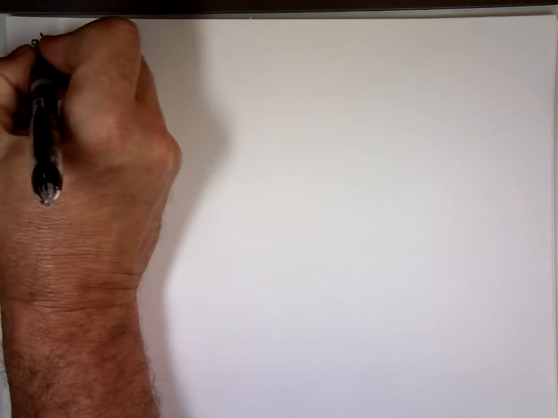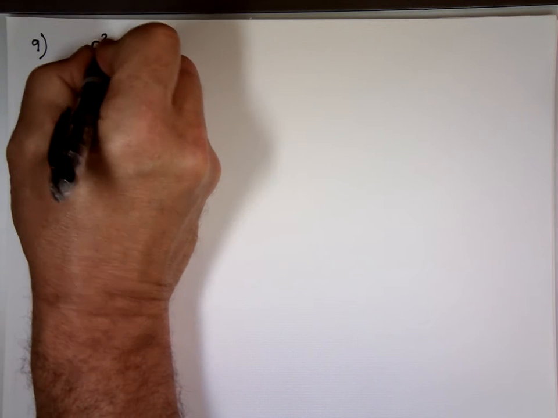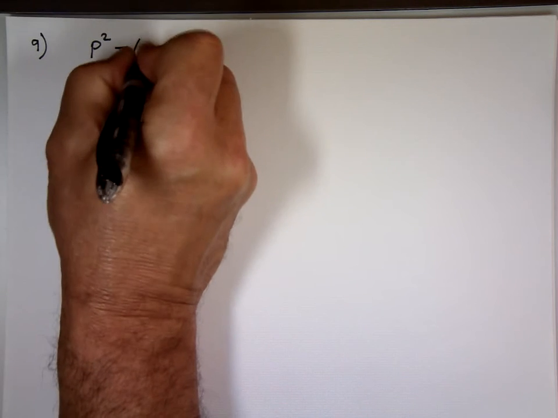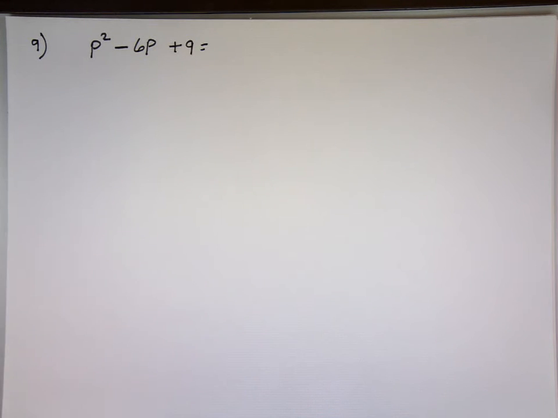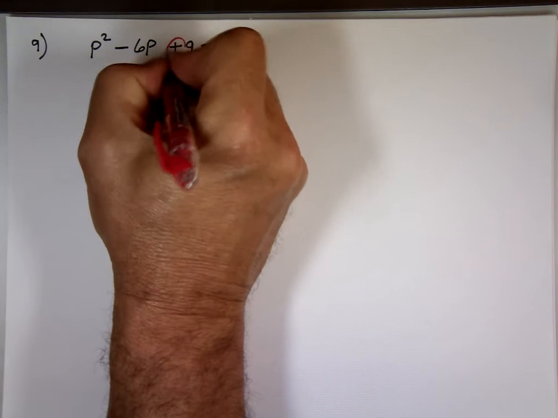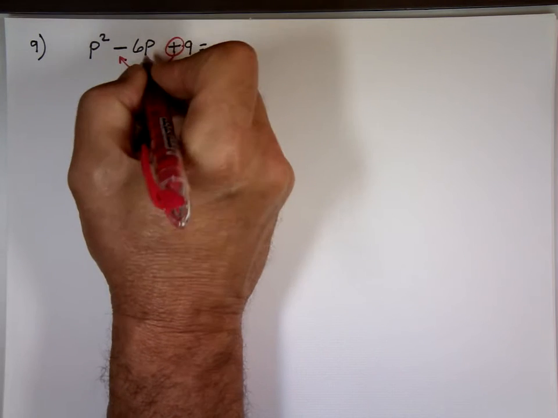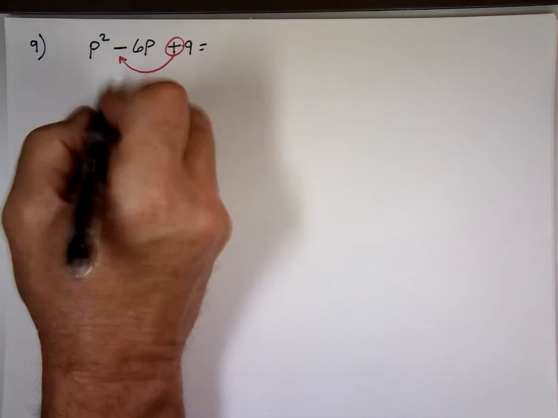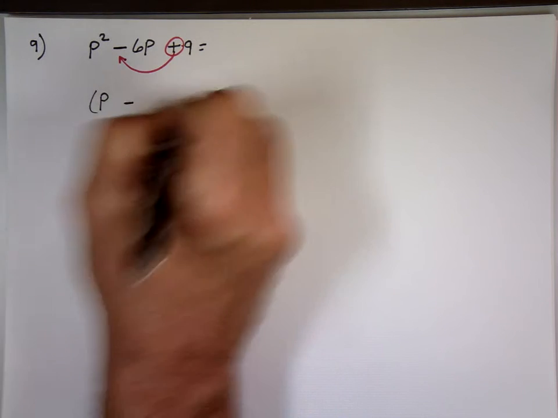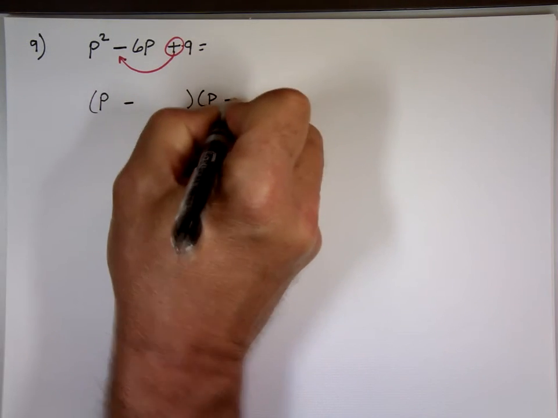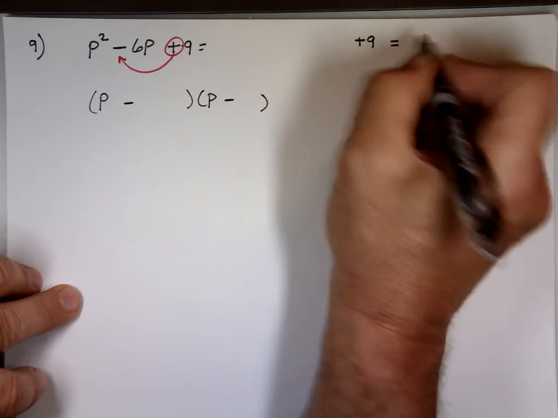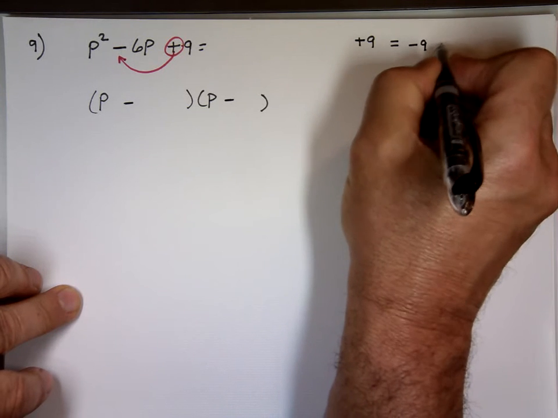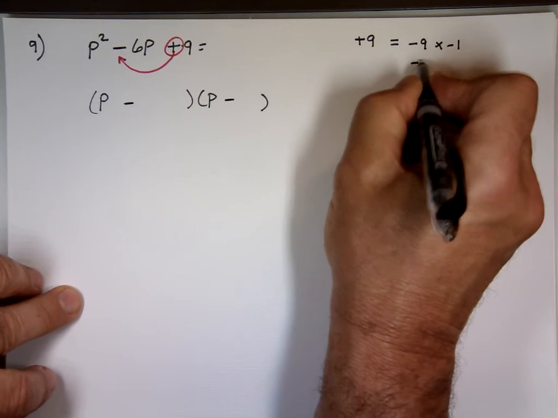Let's look at number 9. Factor completely. p squared minus 6p plus 9. Again, this sign is positive. It tells me both signs are going to be the same. In this case, both would be negative. So it's p minus and p minus. They're both going to be negative. So here's the plus 9. I can get a plus 9 using negative numbers as negative 9 times a negative 1 or negative 3 times a negative 3.